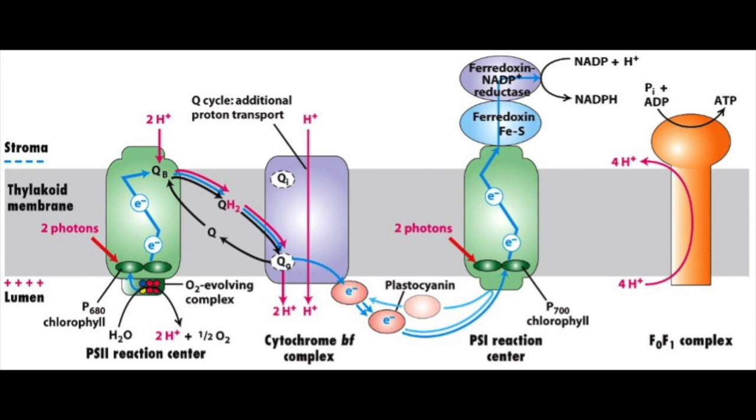We've gone right through the process of generating the proton gradient, which is the immediate source of the energy for the ATP synthase enzyme, which pumps the protons back down their concentration gradient, produces ATP. And we've also talked about the NADP reductase enzyme, which is the source of the NADPH molecules, which is the other energy-rich compound that is produced by photosynthesis.